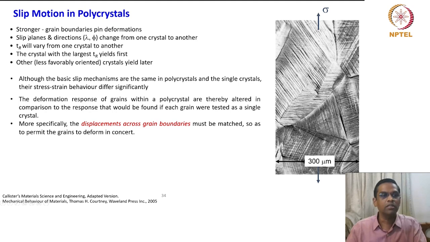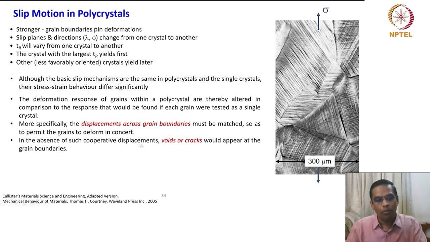So that's the first and strong constraint. The very first point is that grain boundaries will pin the deformation strongly, because displacements across grain boundaries are quite difficult to match. In the absence of such cooperative displacements, voids or cracks would appear at the grain boundaries. So this is quite obvious, right? Suppose the deformation proceeds without the cooperation of all these boundaries, then voids and cracks will form. Here itself, you can see that the boundary which appears here is very different from this. Here, I feel there is a huge step. So there is a restriction. Each boundary will restrict because of its orientation, right? And if it is not accommodating the strain, it will end up in cracks and voids.